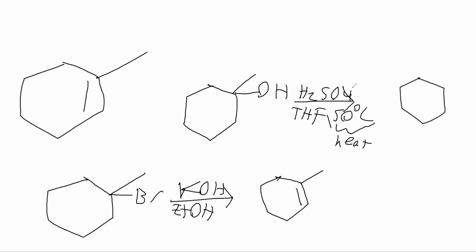So what's important is mainly that you have an alcohol, you're using a strong acid, and you're heating it, and that will form a double bond. Those are the two ways to form an alkene that you should know.